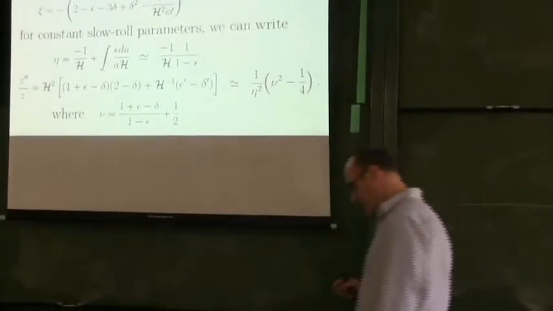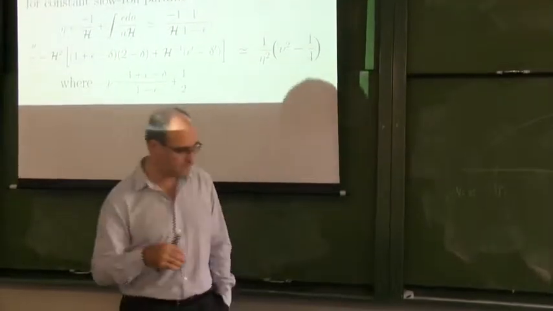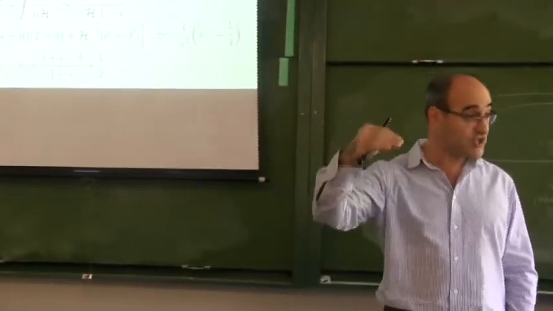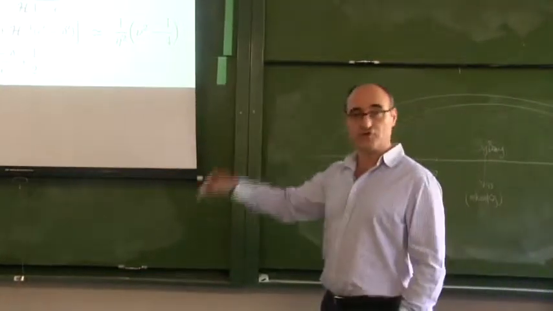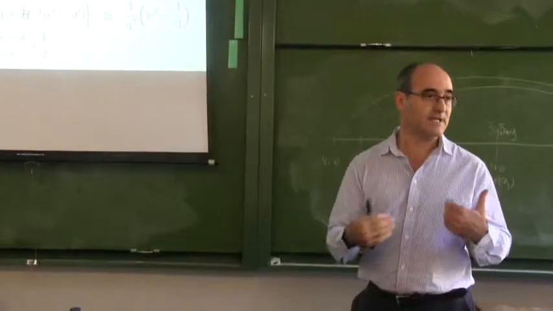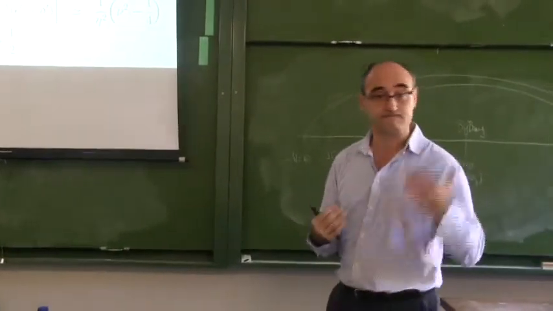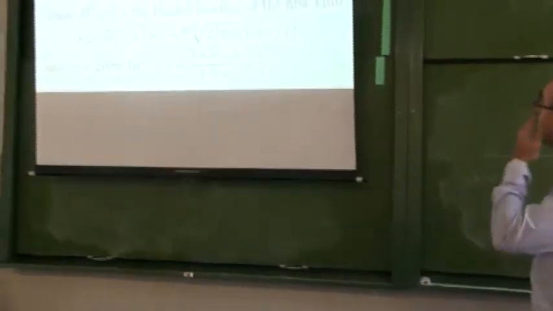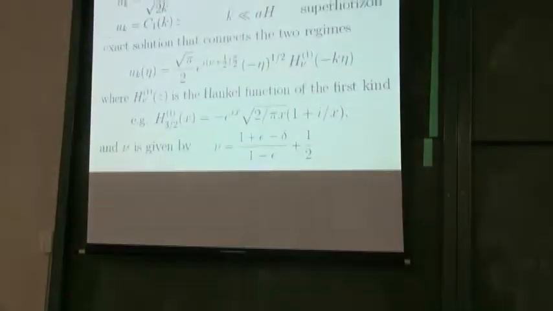This is going to determine not just the amplitude of the fluctuation when it leaves the horizon, it's going to depend also on how much that amplitude changes as a function of time through the slow evolution of epsilon and delta. That is going to determine the spectral indices, how much the amplitude changes as a function of wavelength. Okay, so there are exact solutions that one can work out.